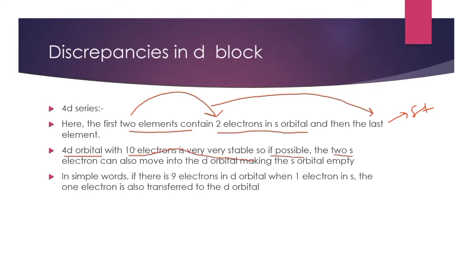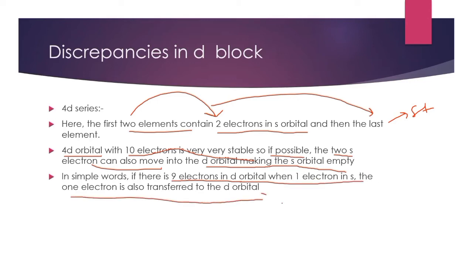And then a 4d orbital with 10 electrons is very stable. So if possible, both the S electrons can move into the D orbital, making the S orbital completely empty. In simple words, if there are 9 electrons in the D orbital when there is 1 electron in S, that 1 electron is also transferred to the D orbital to gain extra stability.